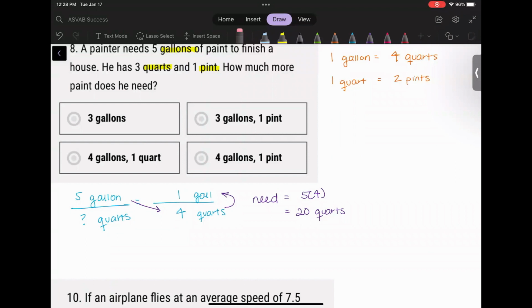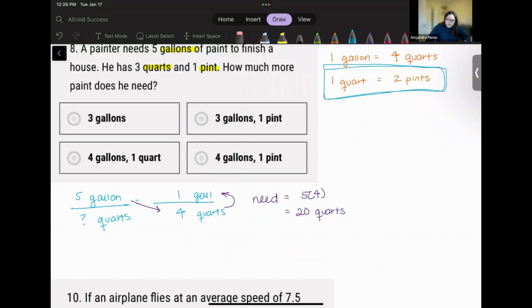That's okay. We know this is true, right? 1 quart, 2 pints. If you only have 1 pint, how many quarts do you have? Half. There you go. You have half. Because if 2 makes 1, but you only got 1, that means you only got half of it. So this right here, this is what he has.